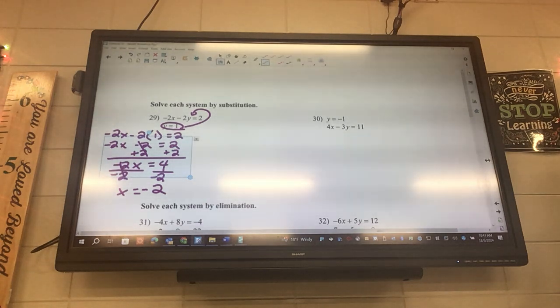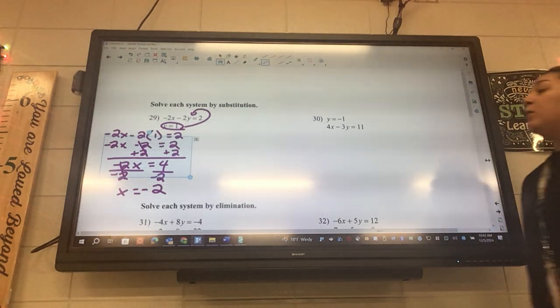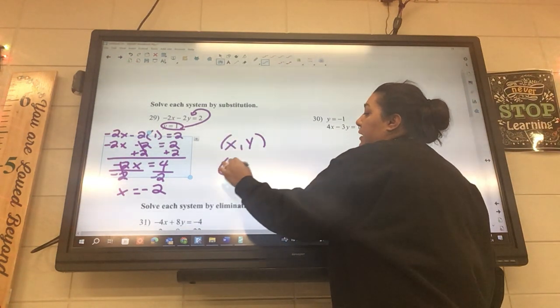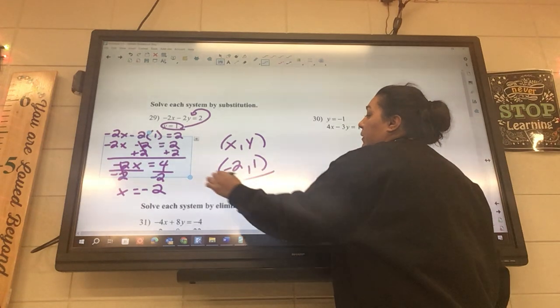What is our coordinate? We've got to write our answer, and this isn't it. -2, 1. Okay, so we write it as (x, y) for our answer, so it's (-2, 1).